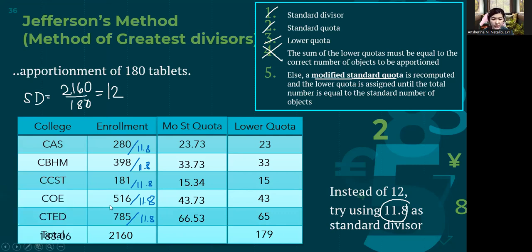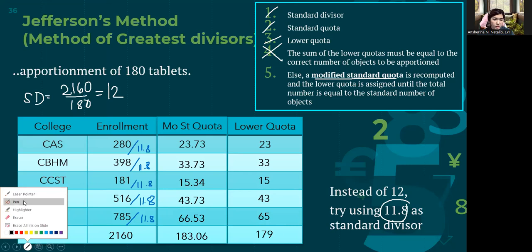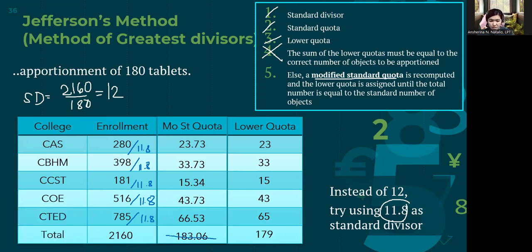Okay. Now, let's see. When we add these up, it will actually go over, no? But for now, let's not mind it. Let's remember, we need to reach 180 tablets. Since we modified the standard quota, we need to modify the lower quota. Again, lower quota, round down. So 23, 33, 15, 43, then 66. Earlier this was 65. Now it became 66.53. Okay?